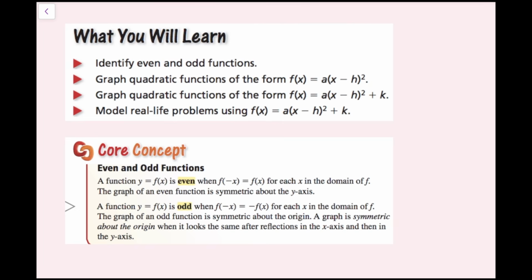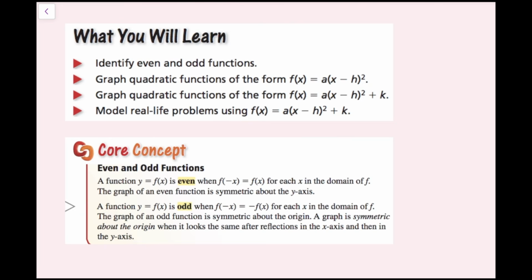Even and odd functions. A function y equals f of x is even when f of negative x equals f of x for each x in the domain of f. The graph of an even function is symmetric about the y-axis. A function y equals f of x is odd when f of negative x equals negative f of x for each x in the domain of f. The graph of an odd function is symmetric about the origin.